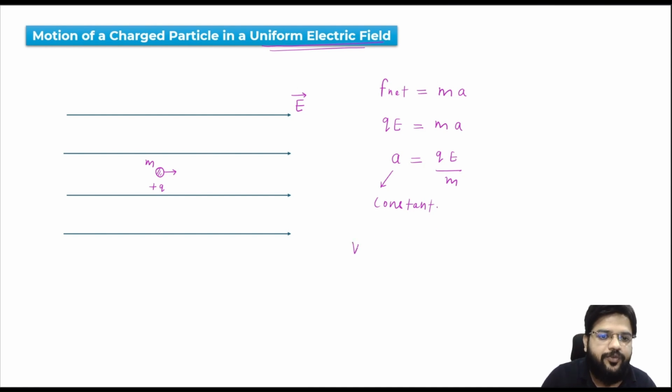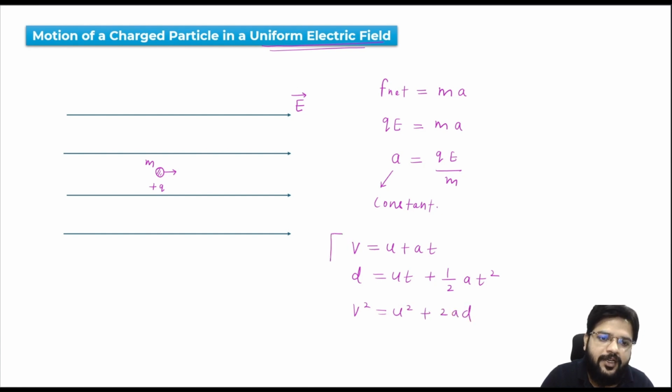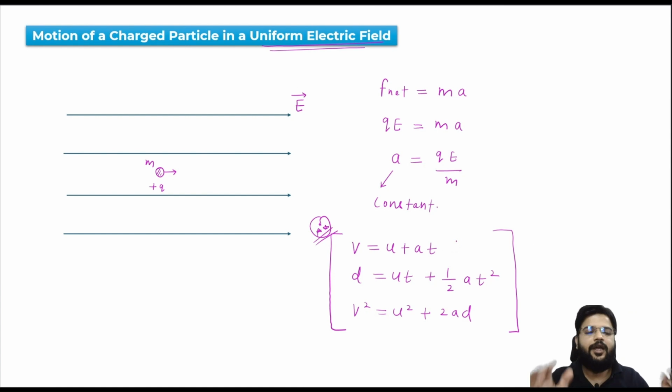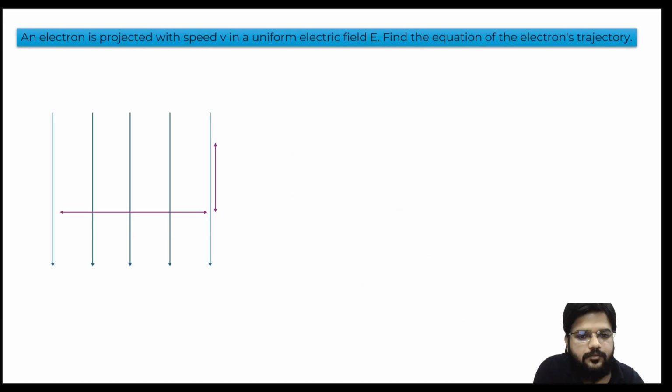If the acceleration of the charged particle is constant, then all three equations are valid. The first equation is v equal to u plus at. The second equation is d equal to ut plus half at square, and v square equal to u square plus 2ad. These three motion equations are valid if acceleration is constant. This thing we already know from the kinematics chapter, where a is constant. When we put a charged particle in a uniform electric field, the acceleration of the particle is constant. That's why these three equations are valid. Let's see the next topic, everyone.